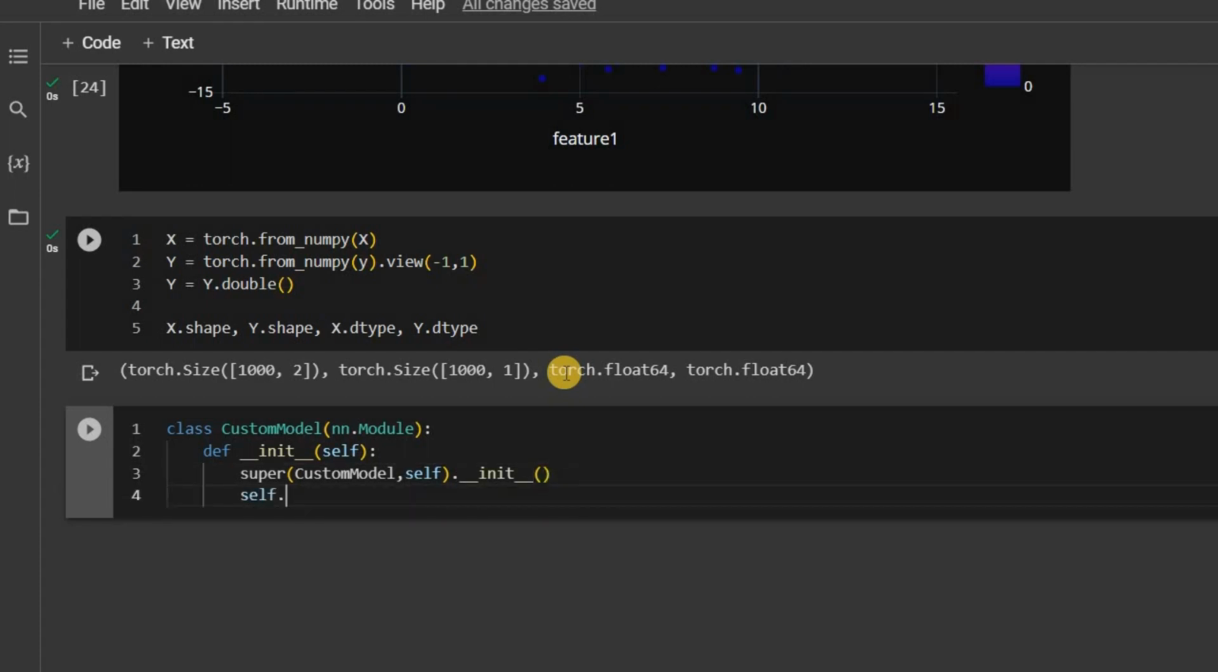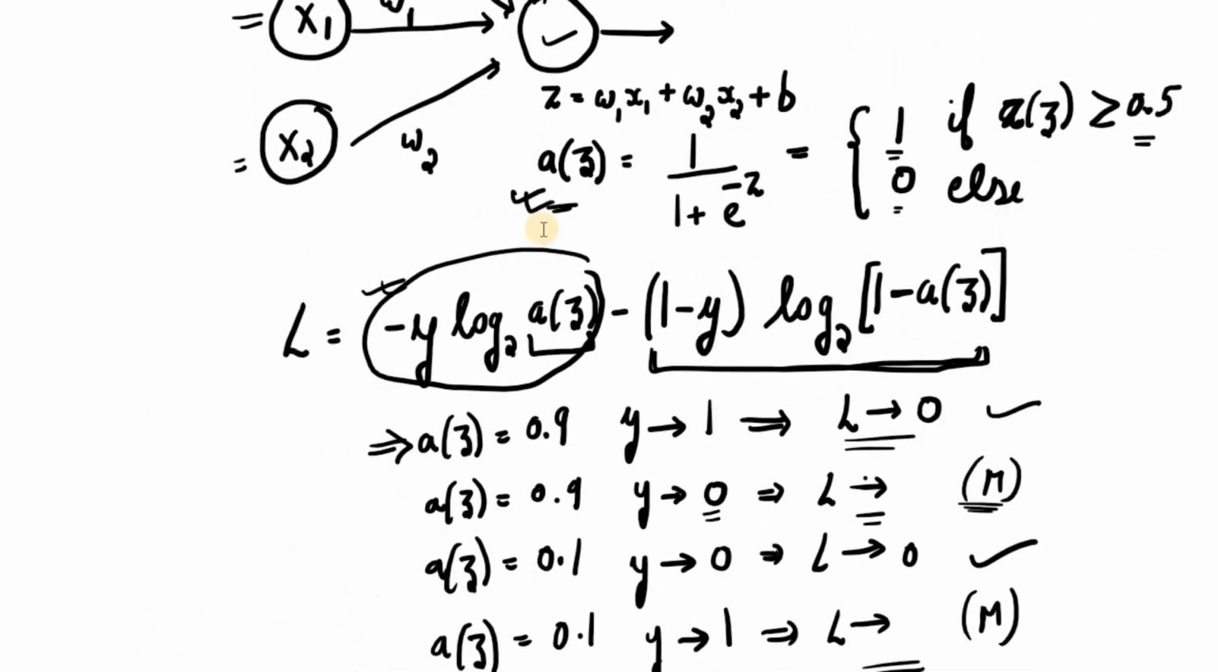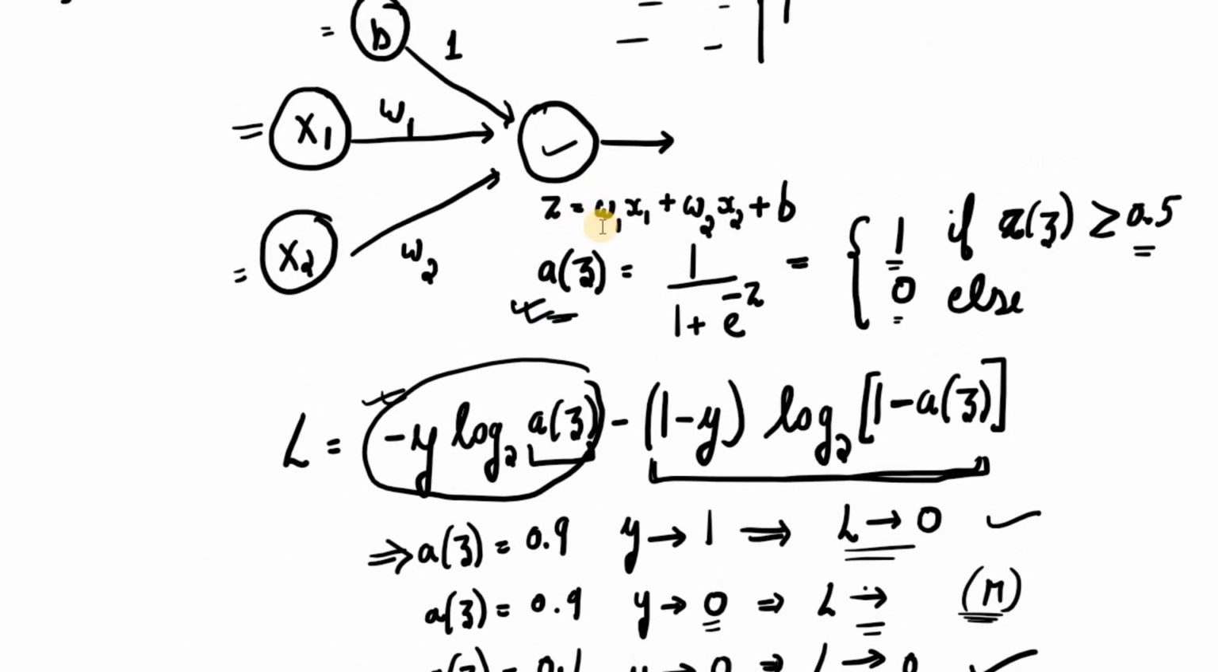Now we are going to initialize the trainable parameters of the model. If we look back and try to see what are the trainable parameters we are trying to achieve, the parameters w1, w2 and b are the trainable parameters.